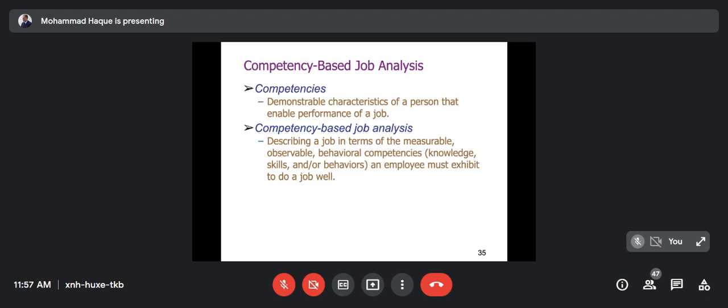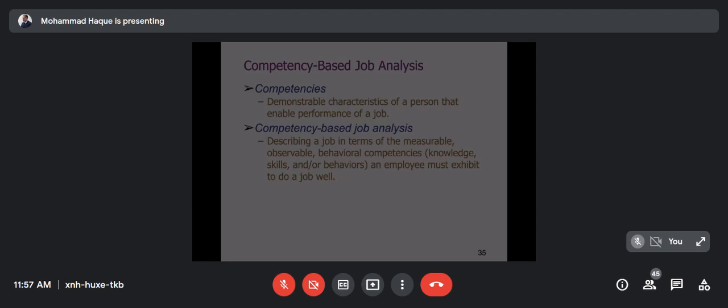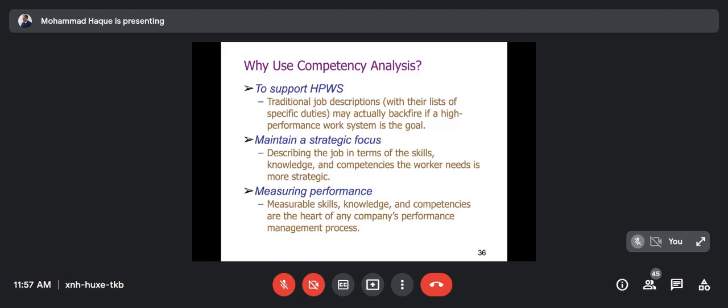Competency-based job analysis will be describing a job in terms of measurable, observable behavioral competencies, that is knowledge, skill, and behavior an employee must exhibit to do a job well before they are being certified. When we do training, we will see as to how training is certified, or those ISO 9001, 2016 or 2000 will be given to any organization. So that is also very, very important.